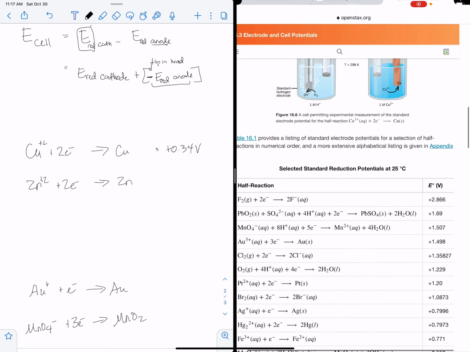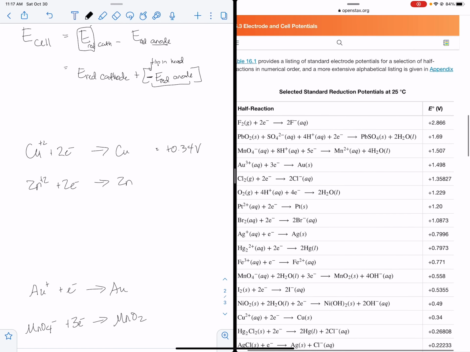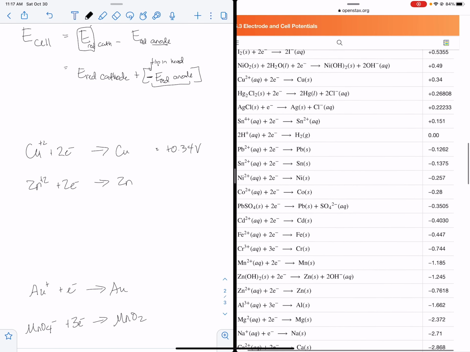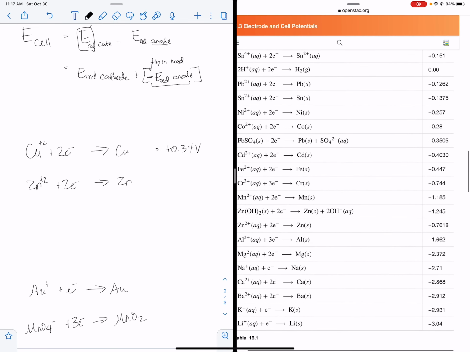Let me go up to the top. See, in parentheses, there's a V. That stands for a volt. It's voltage. And then if we scroll on to the zinc one, here's zinc. So this one's value is negative 0.7618. So notice that this one is lower.